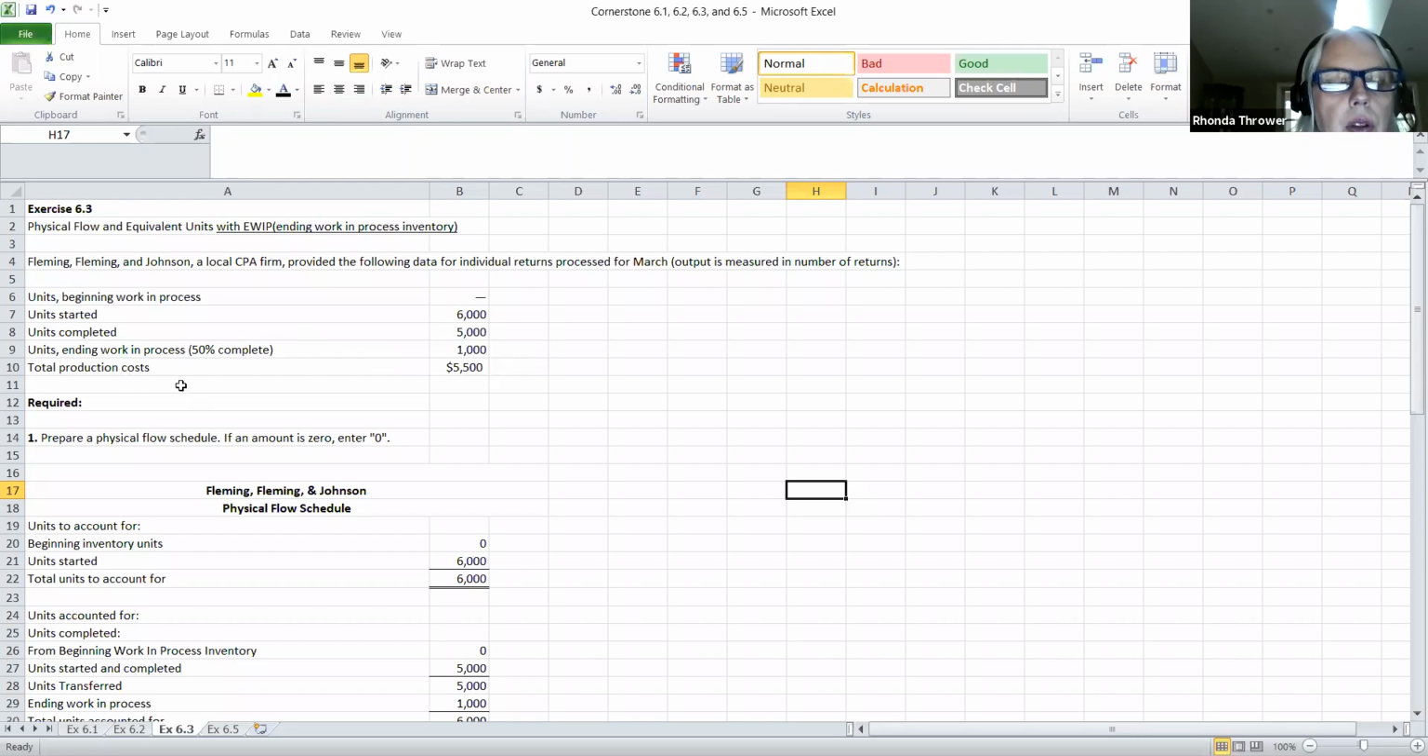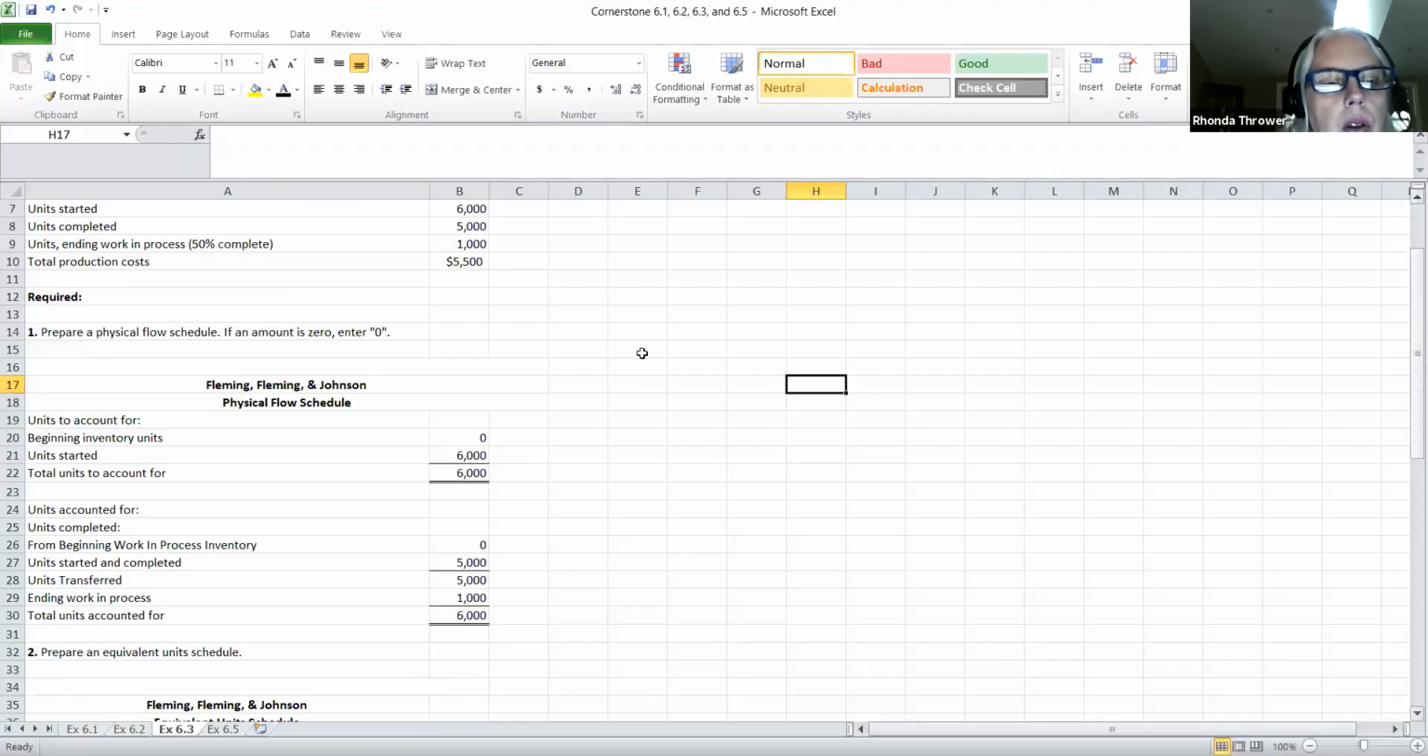And then they gave you the total production cost. And what they wanted you to do in this case is to prepare a physical flow schedule. So when we're talking about the physical flow, we're going to start with our units only. And we're going to talk about the units that we have to account for in this business. We have to account for beginning inventory units. But in this problem, there were no beginning inventory units. So the beginning inventory units is 0.